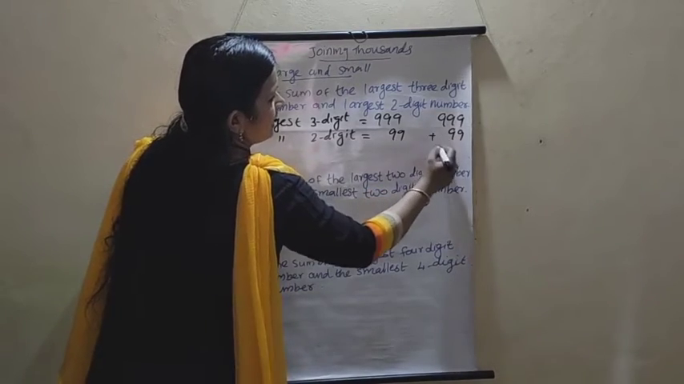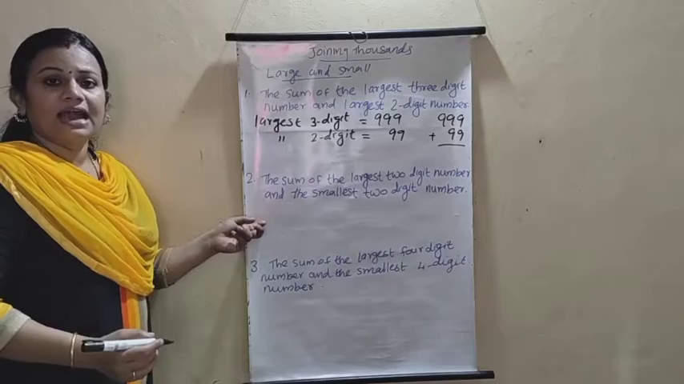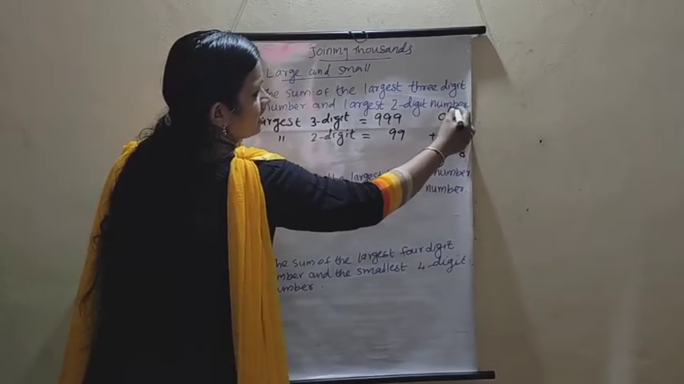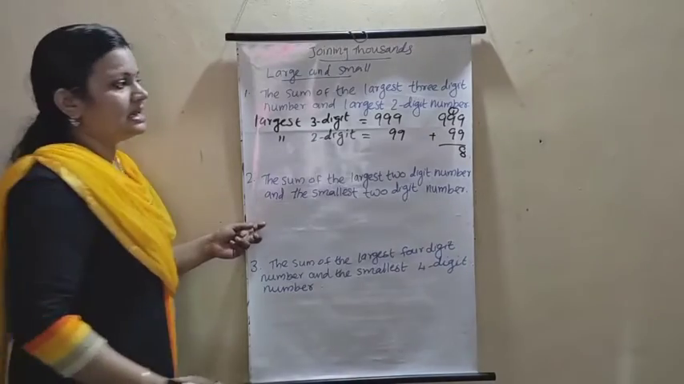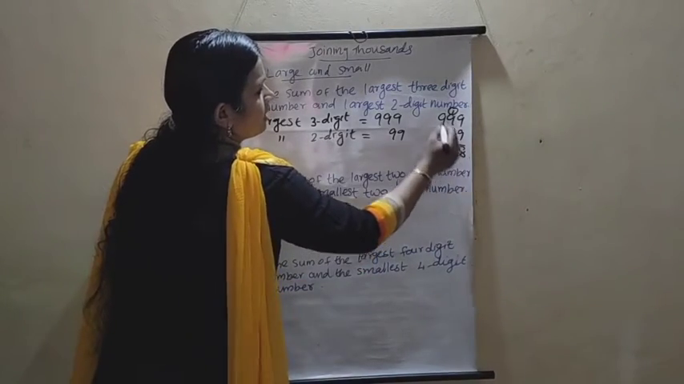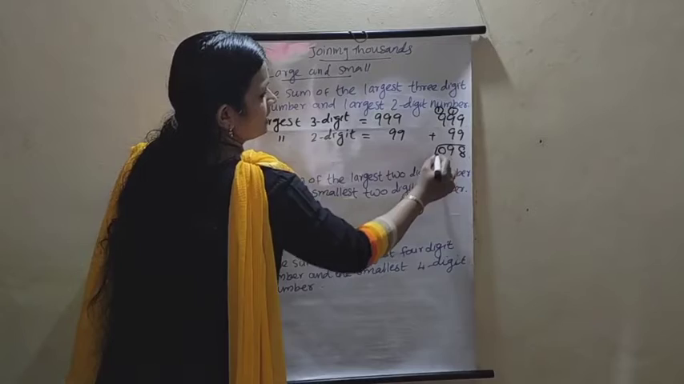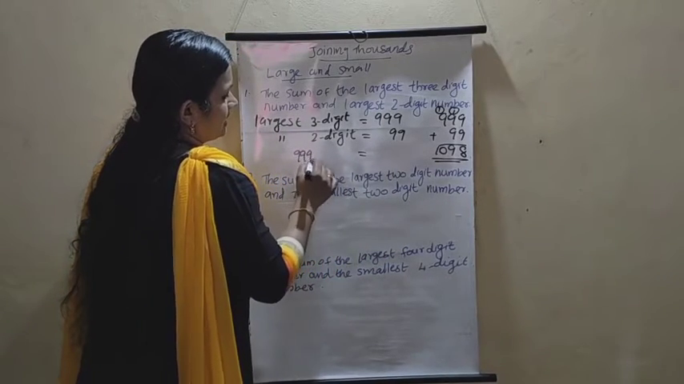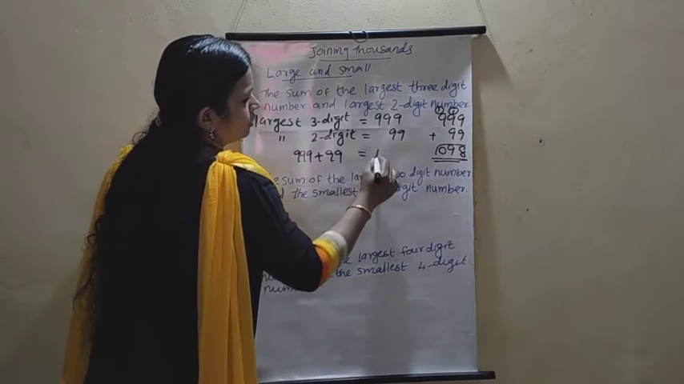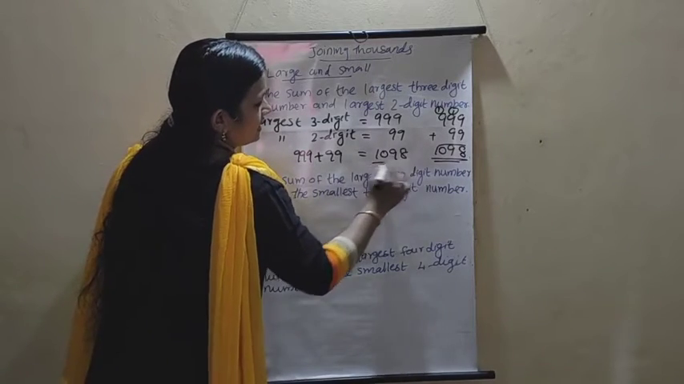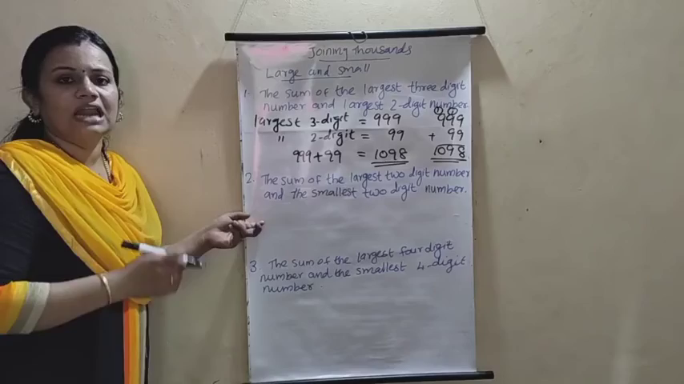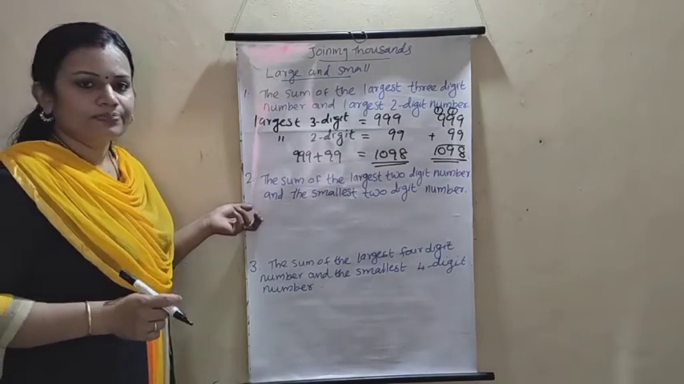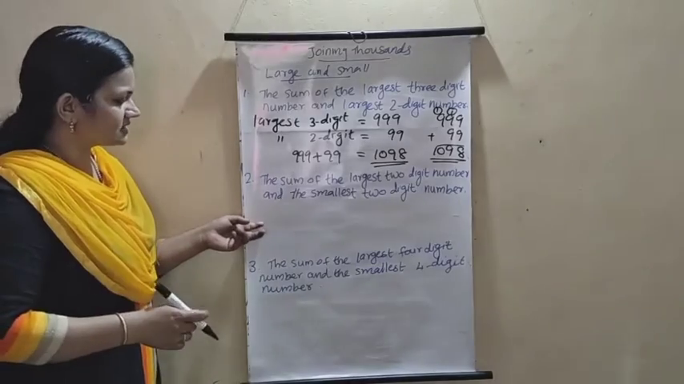999 plus 99. Add these numbers. 9 plus 9, what is the answer? 18. What is the carryover? 9 plus 9, 18 plus 1, 19. What is the carryover? 9 plus 1, 10. Then what is the sum of these numbers? 999 plus 99 is equal to 1098. This is the sum of the largest 3-digit number and the largest 2-digit number. Understood? Then what is the next one?